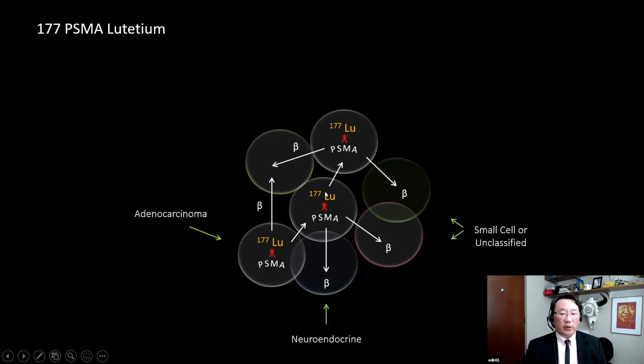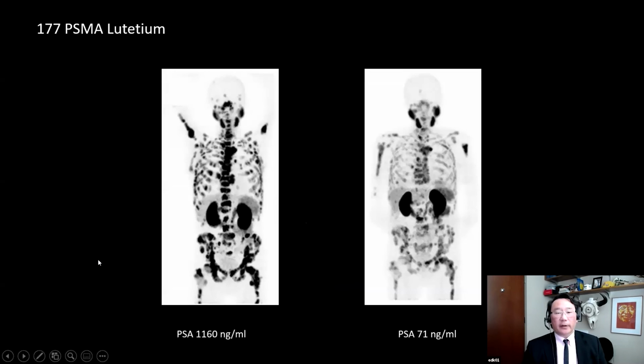This is very interesting because it starts out as a specific therapy for PSMA positive disease, but it also kills PSMA negative disease. And then these cells die. It is associated with relatively few side effects, and it can be highly effective. So here's an individual that was treated with 177 PSMA lutetium, with a dramatic reduction in PSA and a dramatic reduction in the number of tumor cells with the cancer.